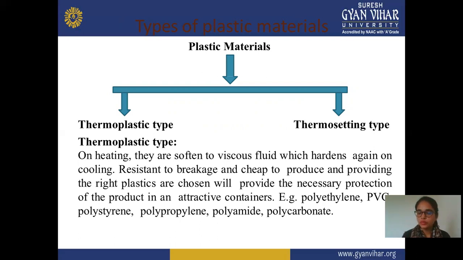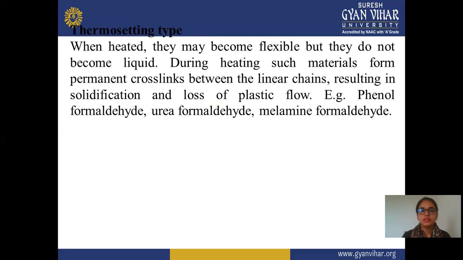These are examples of thermoplastic polymers, and with the help of these you can easily form thermoplastic plastics. So the next type is thermosetting. When heated, they become flexible. They do not become a liquid during heating. Such materials form permanent cross-links between the linear chains, resulting in solidification and loss of plastic flow.